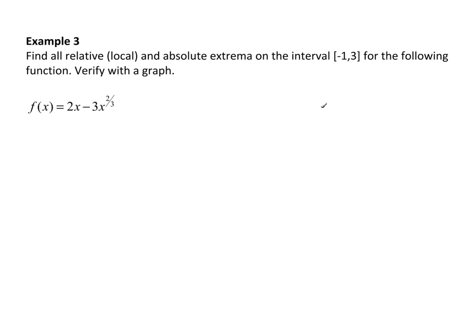Take a look at another example here. I want to find all relative or local and absolute extrema on the interval -1 to 3 for this function. Then I'm going to verify my work with a graph. So first thing I need to do is find the first derivative.